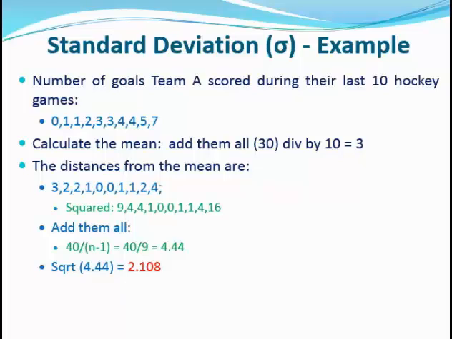Now, the standard deviation in and of itself doesn't mean anything. The fact that the standard deviation for this number of goals is 2.18 doesn't really have any significance in itself. It does have significance when we discuss, a little bit later on in the course, really just in a few minutes as a matter of fact, the idea of distributions, and later on the idea of confidence intervals and comparing data sets.